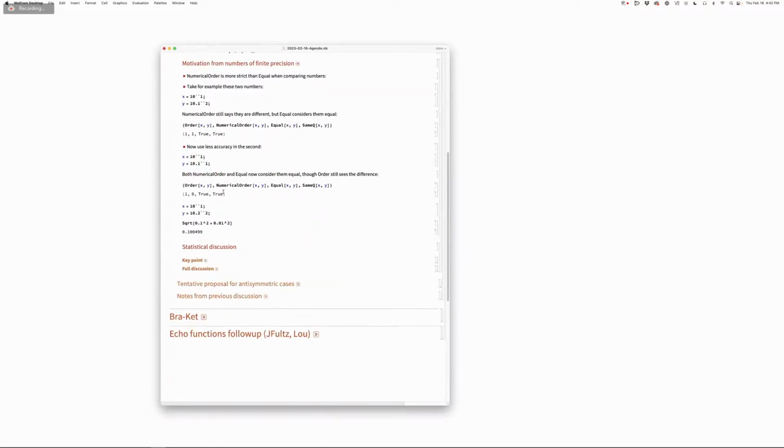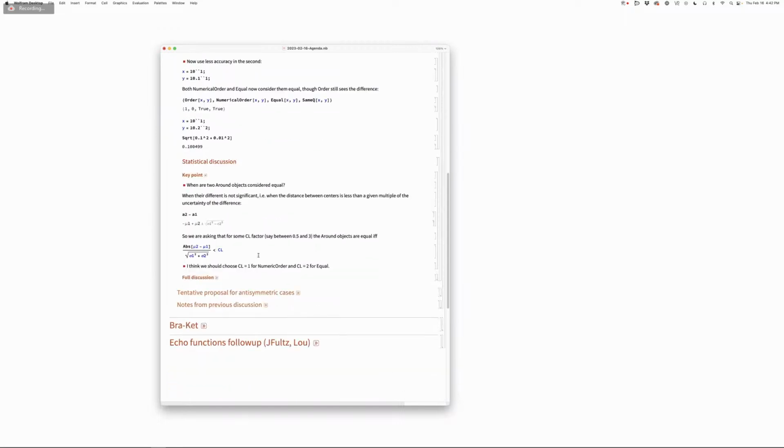SameQ for you is purely structural, I guess, on these objects. Right. Yeah. So we are imitating what numbers do here, in the sense of having Equal being more tolerant than NumericalOrder. Right. And the question is, is 2 a good factor? Well, this is like 2 sigma. Is that right? Is that how I should think about it? Exactly. Yep. There are some plots below in the statistical discussion section.